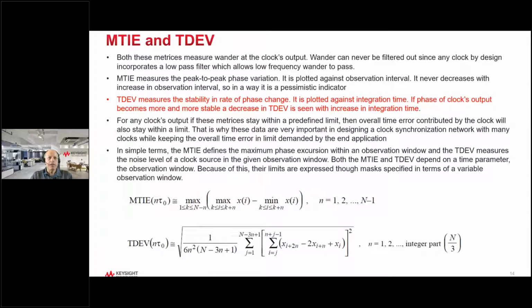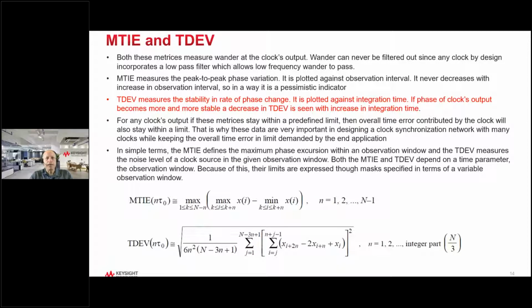I'm going to talk about MTIE and TDEV. Both of these measure wander at the clock's output, but one of the things to observe about wander is that wander can be at an infinitely low frequency. We can filter out certain frequencies of wander, but we can never filter out all of wander, because by design, all we can do is implement a low-pass filter that allows us to pass certain lower frequencies and filter higher frequencies, but we cannot filter out every possible frequency.